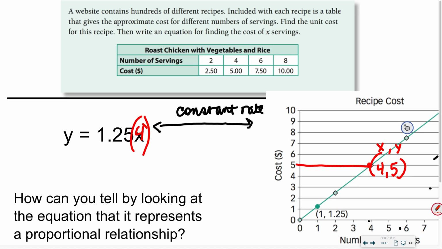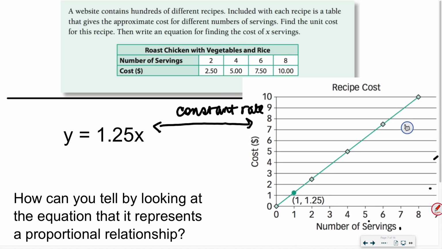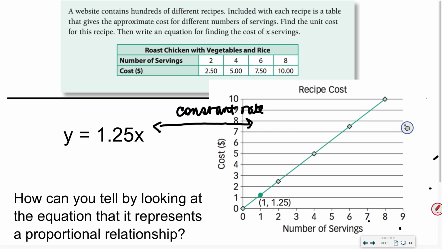But the way I know that this is proportional, the same 2 reasons. First, I know that it's a straight line because it's a constant rate. And second, I know it goes through the origin because if I substitute in a 0 for x, I calculate a 0 for y because 1.25 times 0 is 0. And there will be examples when you'll be asked by looking at an equation if there was a proportional relationship or not. Could I add something to that equation to make it not proportional?